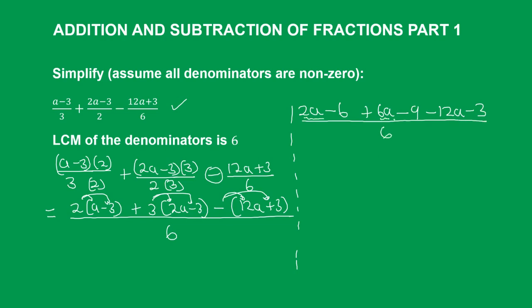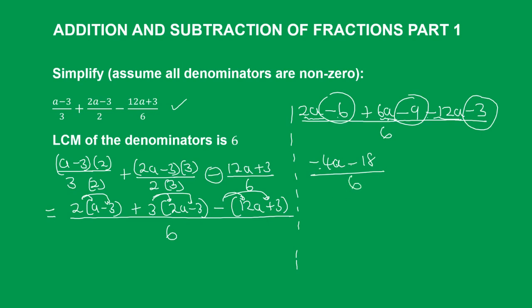And then we can simplify. We have like terms: 2a plus 6a is 8a, minus 12a is negative 4a. And then the constants: negative 6 minus 9 is negative 15. Negative 15 minus 3 is negative 18. And then all this over 6.